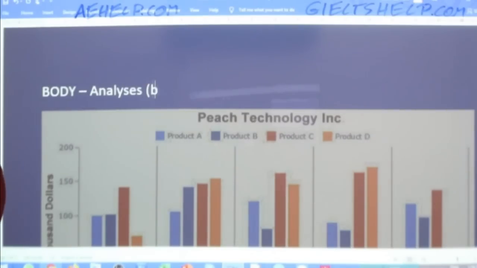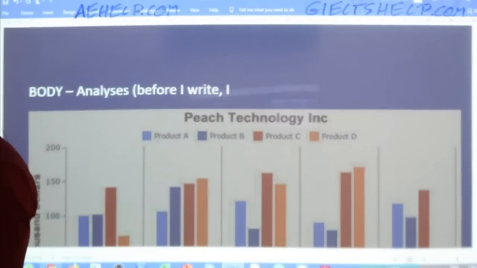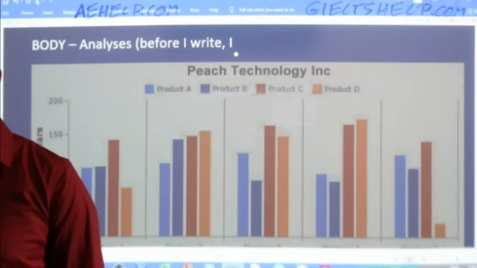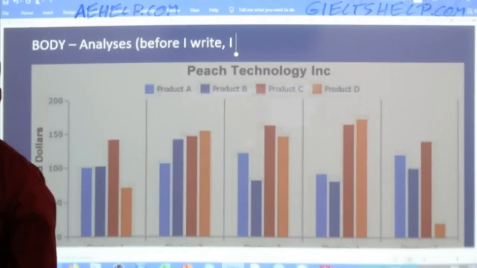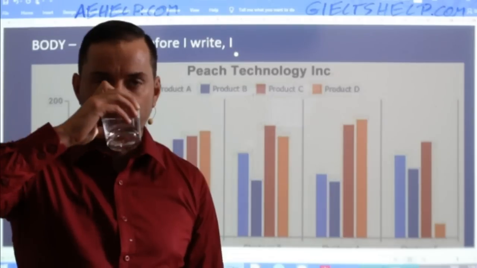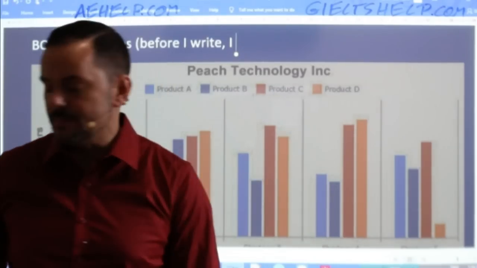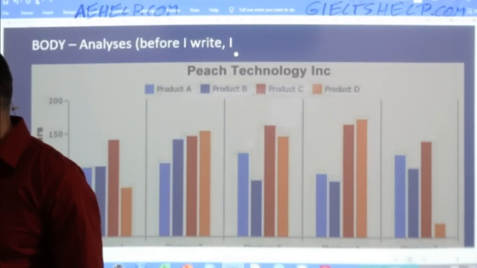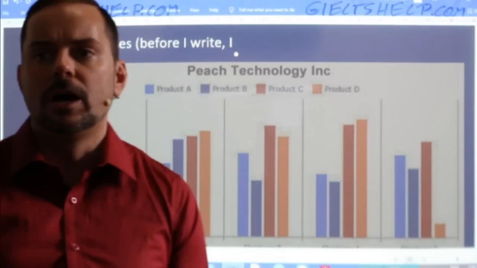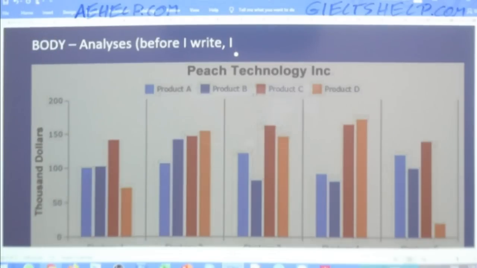Okay, and before I write, and this is very important, it's a very bad idea to just start writing. Find the main comparisons, right, Casey? So I want to find the main comparisons. Okay, so what's my approach? I can kind of do this two different ways. There's two different approaches that I can take to analyze.